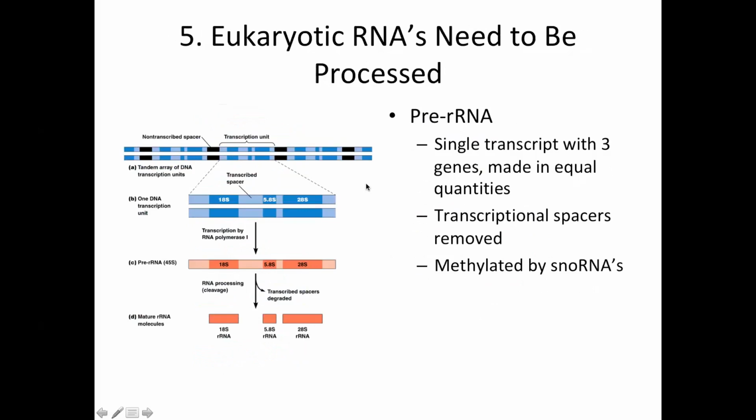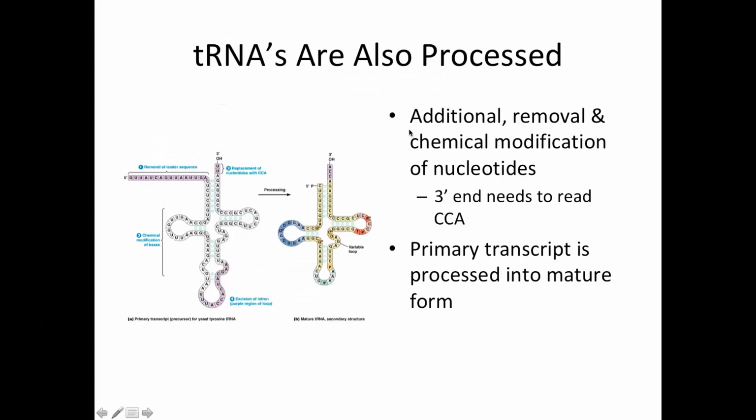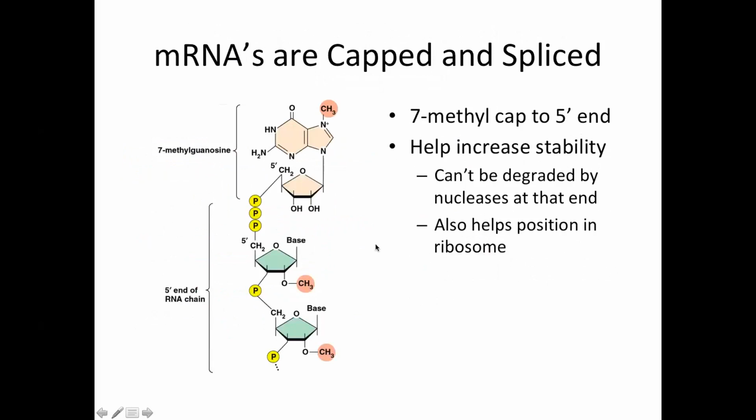Once it's transcribed, then it's going to need to be processed. So shown here is a pre-ribosomal RNA, and their processing is for all sorts of RNA. So whether it's ribosomal, transfer RNA, or messenger RNA, all of them for eukaryotes are going to involve some sort of processing step. Transfer RNAs are also processed again. They have modifications, removal, and then eventually you're going to go from this pre or primary transcript into your mature tRNA.